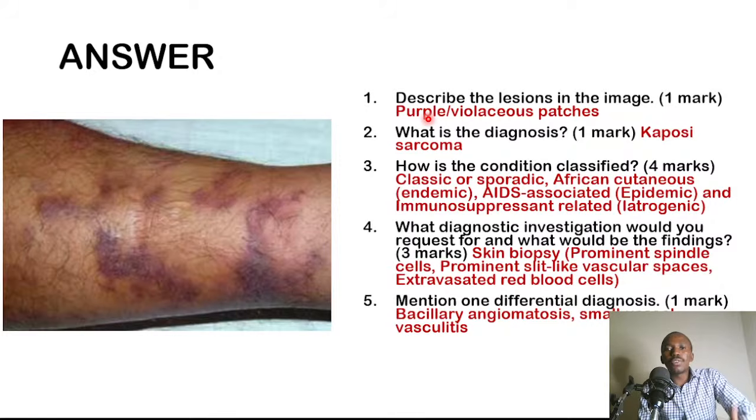Then, of course, on your histology, like I told you, you're going to be seeing your skin biopsy. You're going to be seeing prominent spindle-shaped cells, prominent slit-like vascular spaces, and extravasated red blood cells. Those are the things that you're going to be seeing on your histology. Then one important differential diagnosis is, of course, bacillary angiomatosis. It could also be a small vessel vasculitis.